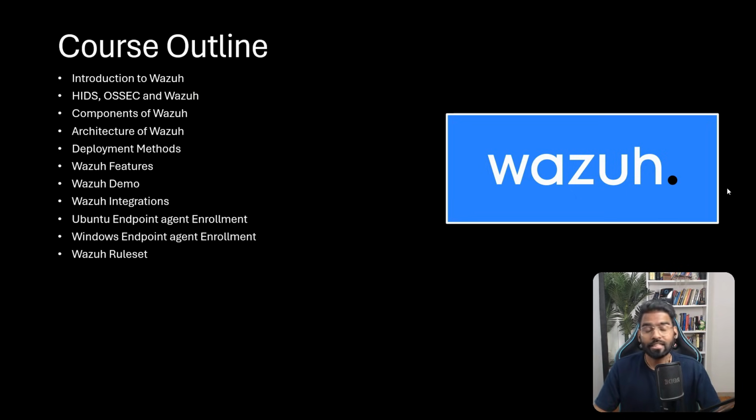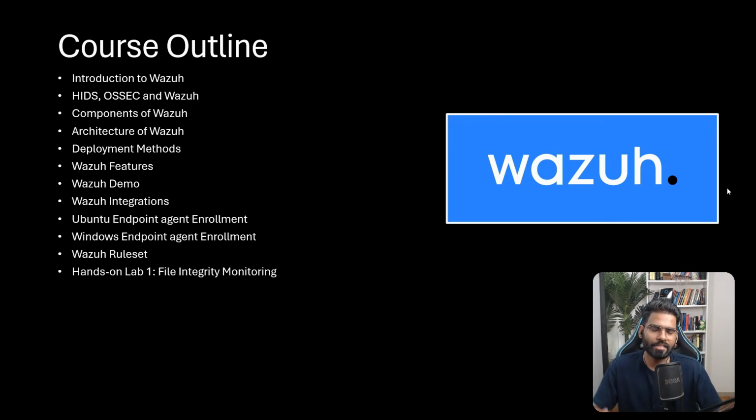Next, we will learn about Wazuh rule sets. In rule sets, we will learn how to build security rules, or maybe correlation rules, to detect any kind of alerts or suspicious activity in the network. And second, decoders. Decoders are all about parsing the data from different sources.